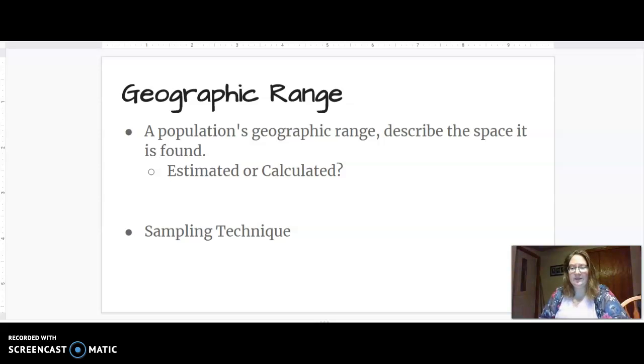So what is geographic range, you might be asking? Well, a population's geographic range describes the place or the space that the population is found. One question that I have for you is, do you think that population geographic range is estimated or is it calculated? Well, it's both. So an estimation would be appropriate when we're talking about how many fish are in the ocean or how many grasshoppers are in a cornfield.